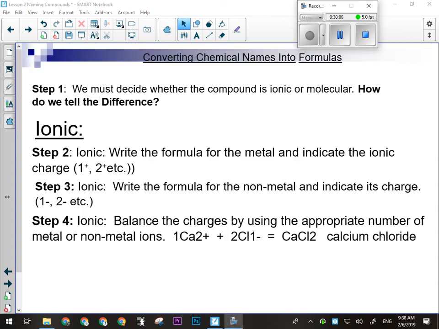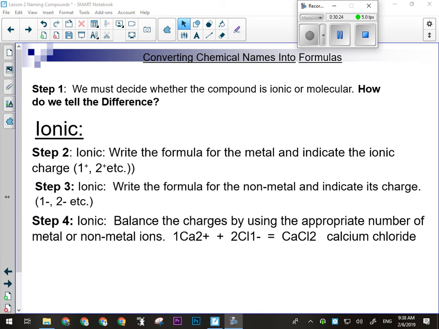So the other way that this can go is I give you the name of a compound and you have to come up with the formula. This is actually what happens more often, okay? Especially if I give you a chemical reaction in word form, you'll have to write it out as formulas and then figure out what happens. That's where we'll be headed to.